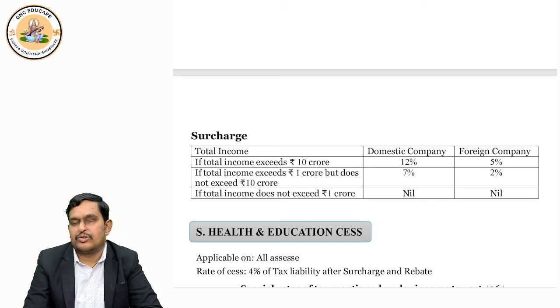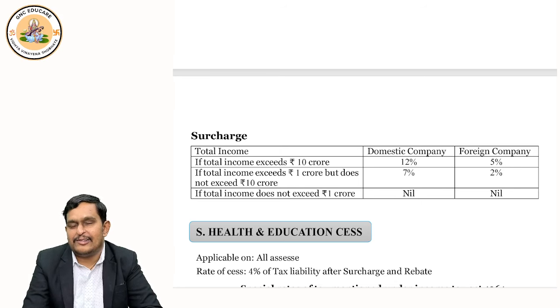3 crores, 12%. Sir, 3 crores, if we do 12%, we'll get 36 lakhs. Am I right? I am doing orally. 36 lakhs. Yes. So 3 crores plus 36 lakhs, 3 crore 36 lakhs is the tax which you have to pay. Okay. But it is not over. Health and education cess will also come. It is 4% of 3 crores 36 lakhs.